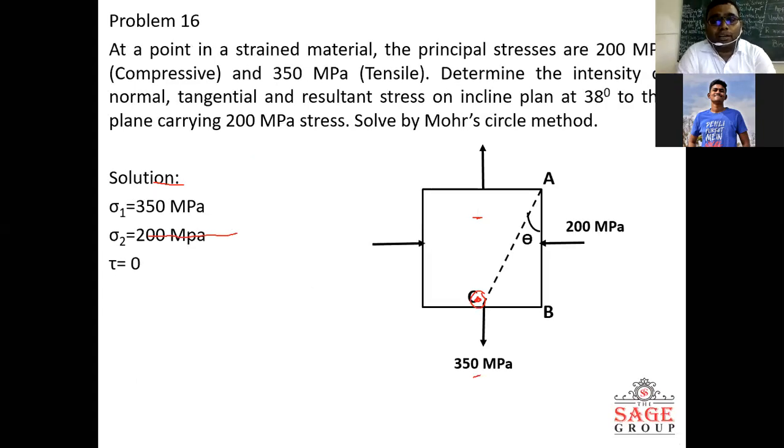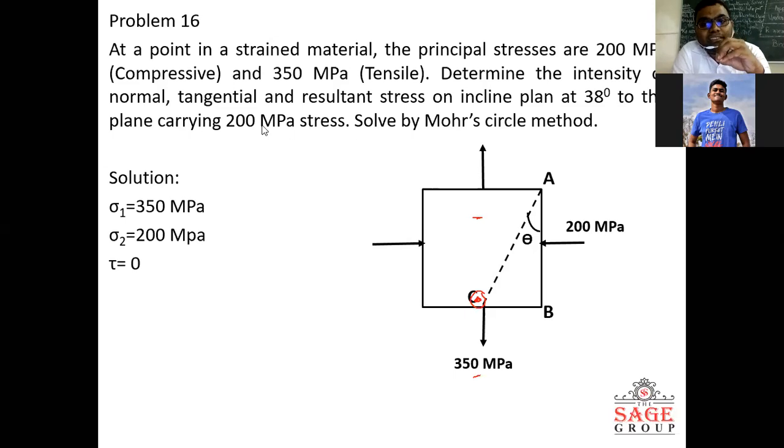So now come to this one. In this numerical, the problem statement is: at a point in a strained material, the principal stresses are 200 megapascal compressive and 350 megapascal tensile. Read the numerical very carefully, dear students. So in this question, sigma 1 and sigma 2 are given to you.